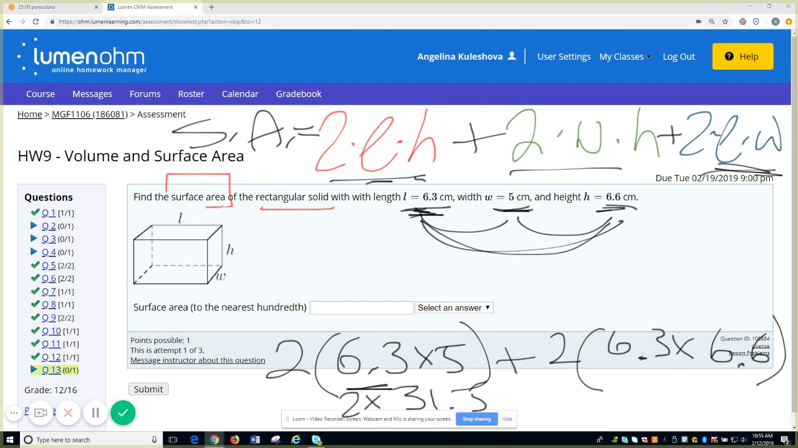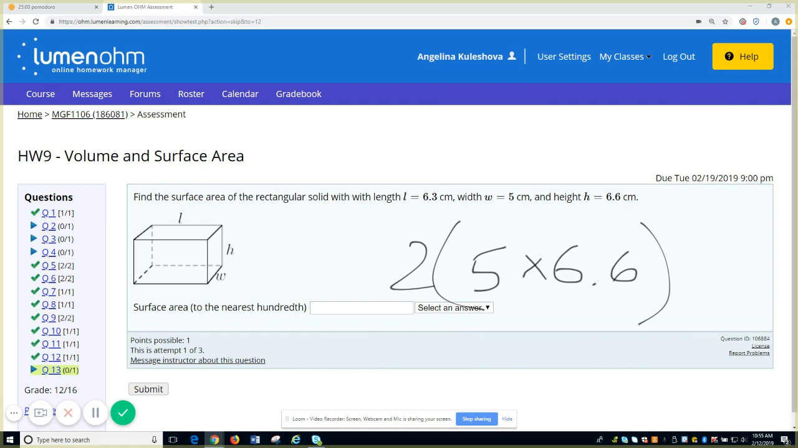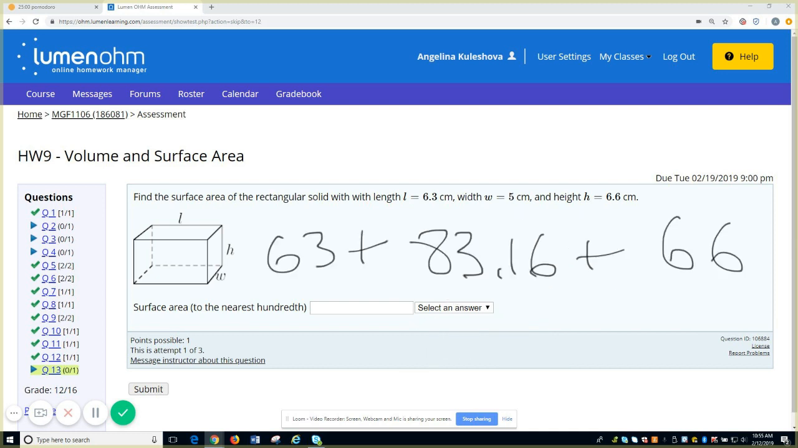And here, I'm going to take 6.3 multiplied by 6.6. So that's my length and the height. That's that part, which gives me 41.58. And then multiply by 2 because there's two of those surfaces. That's 83.16. And then lastly, the width times the height, 5 times 6.6, that's 33. Doubled, that's 66.